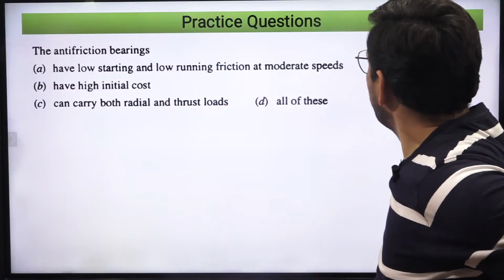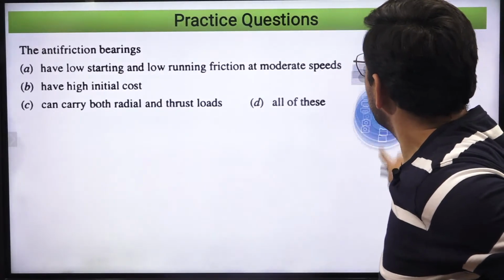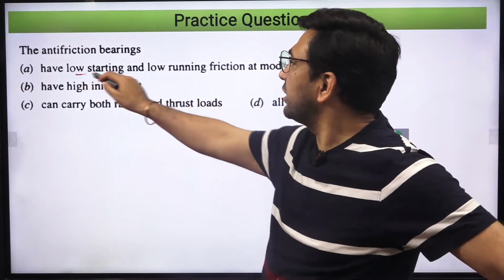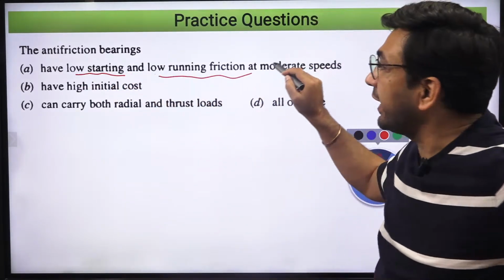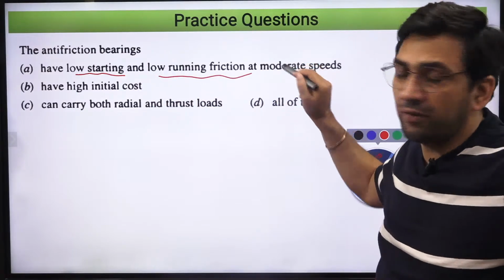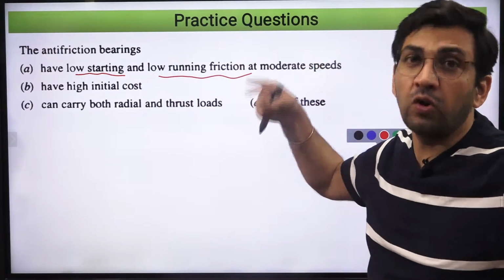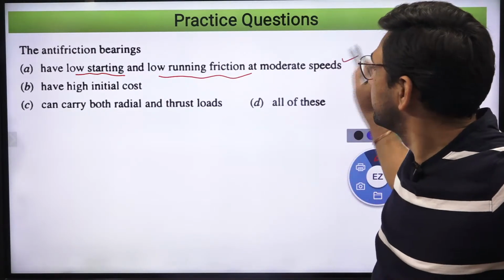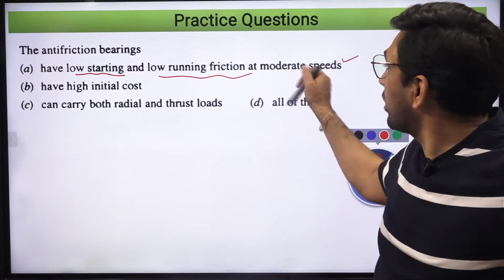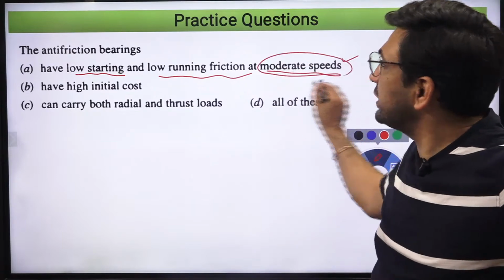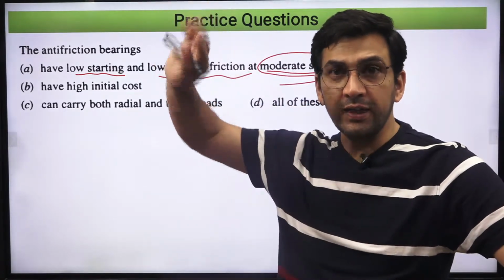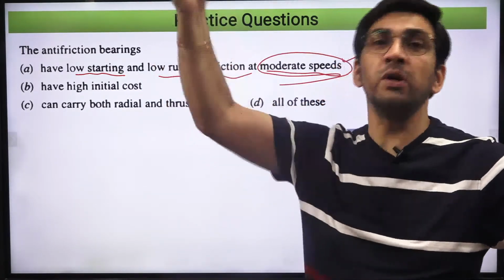Okay, when we talk about the anti-friction bearings, let's check these statements one by one. They have low starting and low running friction. Why? The reason being either point contact or line contact, so you're going to have less friction. At moderate speed, see, moderate is applicable for moderate speed. If speed is very high, in that case centrifugal force will act and therefore normal load will increase.